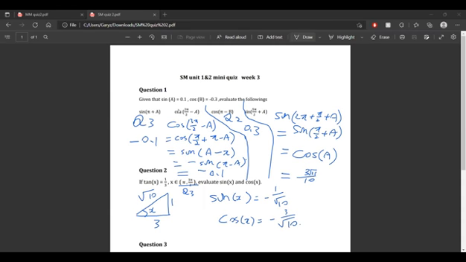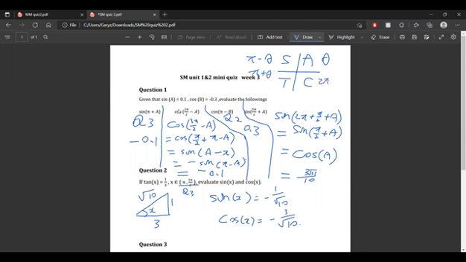So the first question, before doing this type of question, we should always draw the quadrant diagram, right? So we know this is theta, this is pi minus theta, this is pi plus theta, and this is 2 pi minus theta. So for the first one, sine of pi plus a, that's immediately the third quadrant. So if sine a is 0.1, in the third quadrant sine is negative, therefore it's negative 0.1.